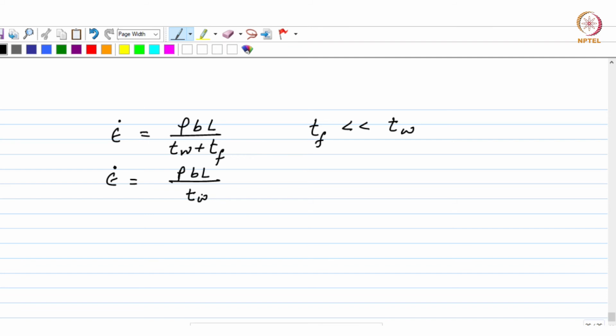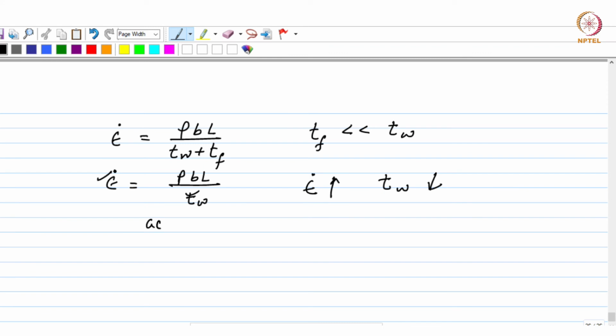So from here you can easily see what is going to happen to TW as you increase or decrease the strain rate. You can see that as you increase strain rate, the waiting time is going to decrease. And what will be the effect of this decrease or increase in the waiting time as you change the strain rate? The effect would be in terms of the activation energy or the activation barrier that you have for the dislocation motion or for the plastic deformation to take place.